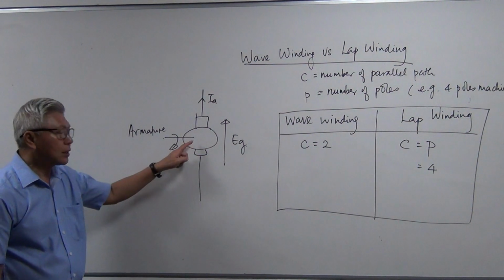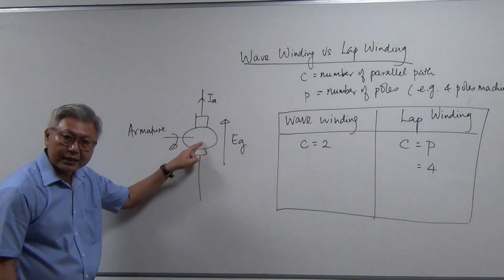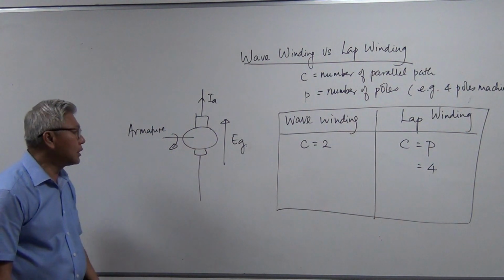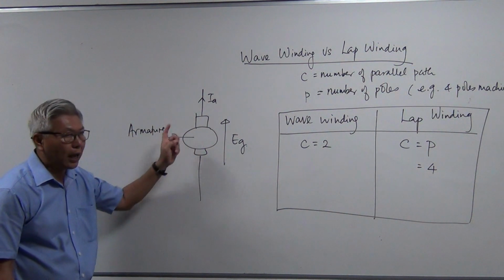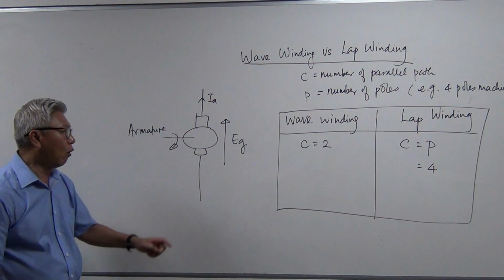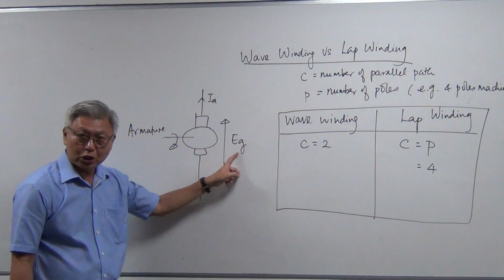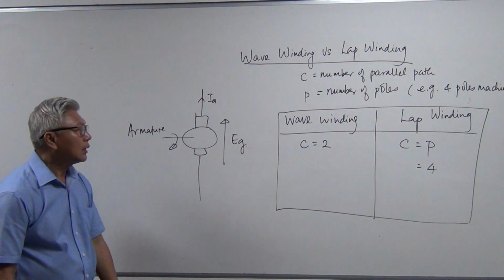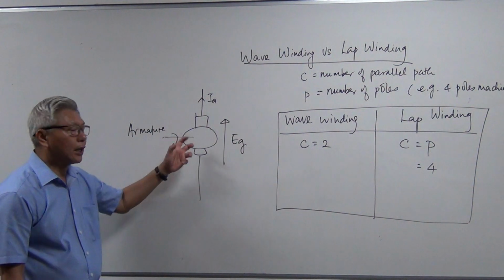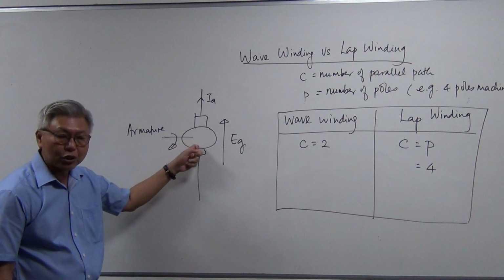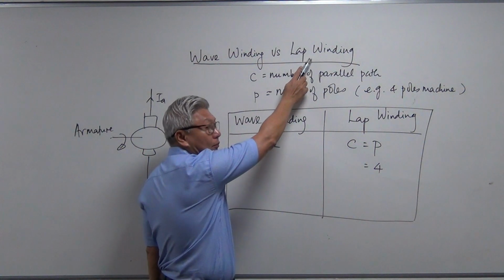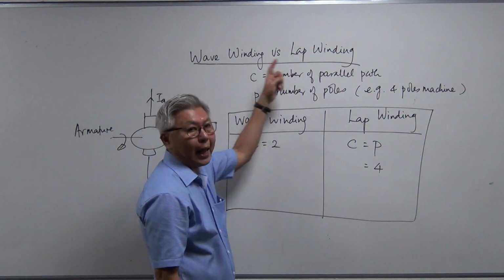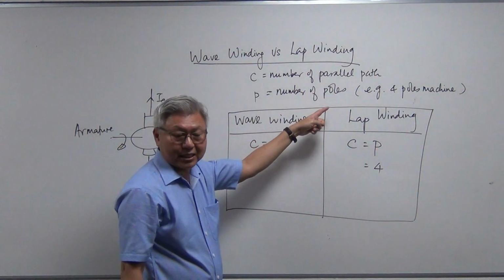Now what we are interested in now is the conductors inside the armature. Remember, we said that there are many conductors inside the armature that react with the magnetic field and therefore produce the voltage. Voltage is induced. Now, there are two types of connections of the conductors inside the armature. They are called the wave winding and lap winding. Today we want to compare these two winding methods.